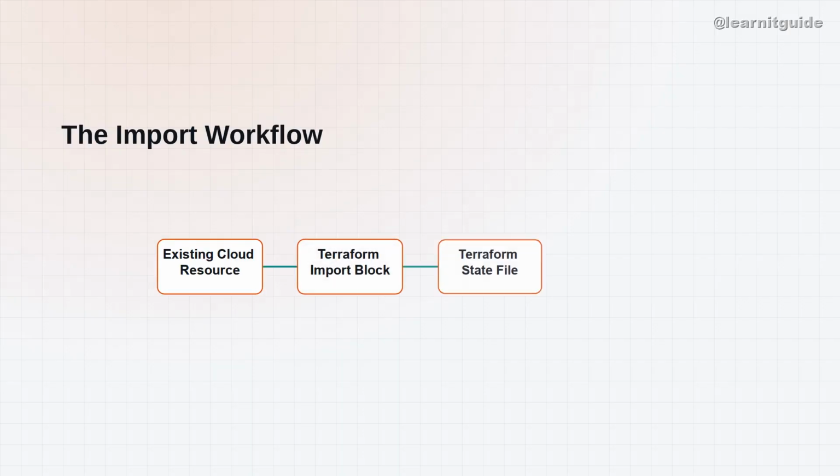So how does the import workflow actually work? First, you define an import block that points to the existing cloud identifier. Terraform then reaches out to the cloud provider, fetches the live configuration, and maps that configuration into your state file. Once it is in the state, you update your configuration files to match, creating a clean link between your code and the live resource. It effectively bridges the gap between manual work and automated control.